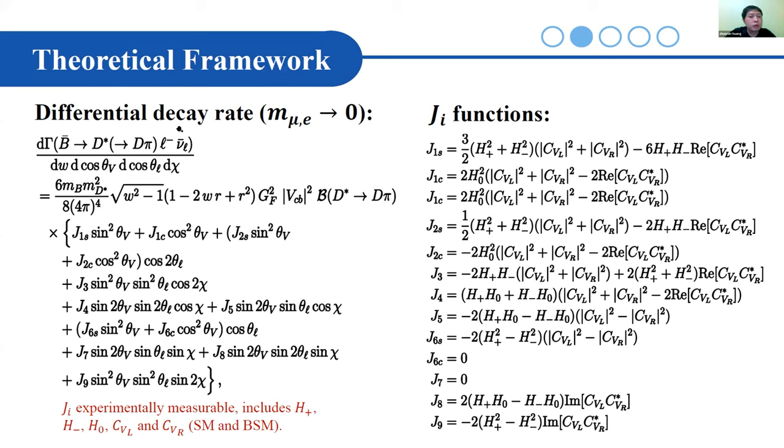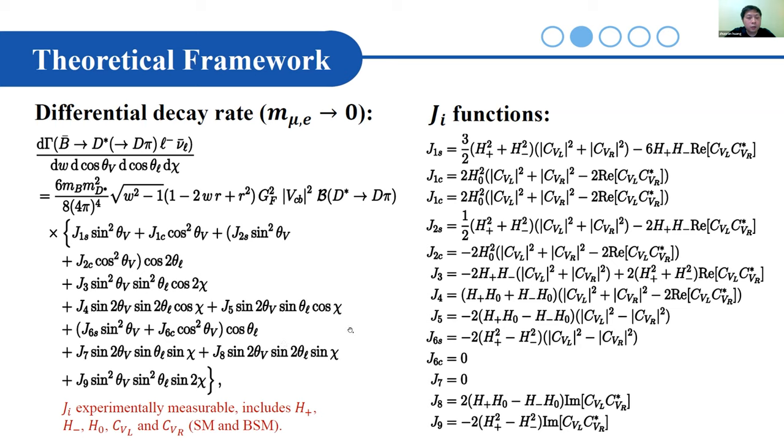As we know, the differential decay rate of B to D star L nu, D star to D pi decay, in terms of the momentum transfer and three kinematic angles, can be expressed in terms of 12 independent angular observables, namely the so-called J parameters. These J parameters are experimentally measurable and they are functions of the helicity amplitudes, including H plus, H minus, H zero, and the Wilson coefficients, which in our case are CVL and CVR.